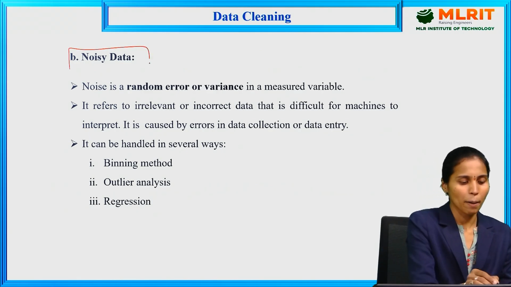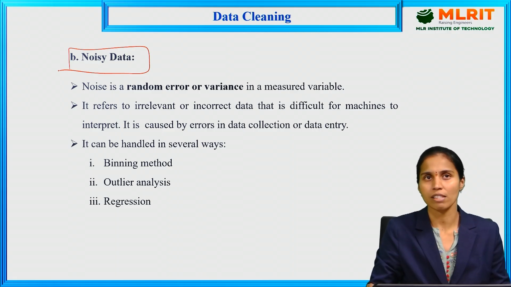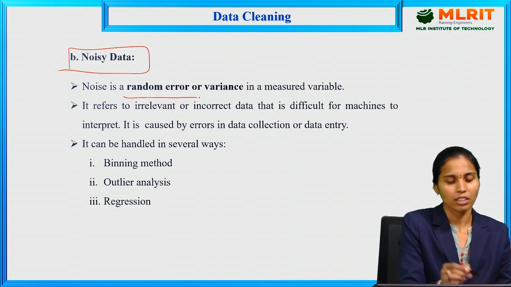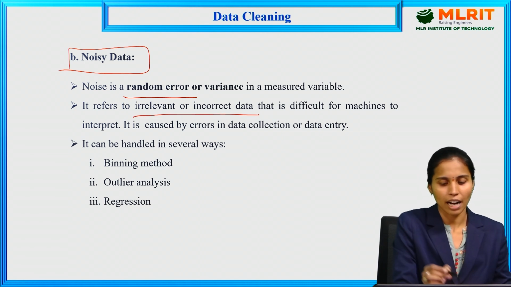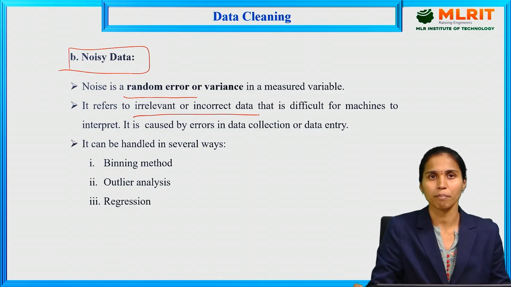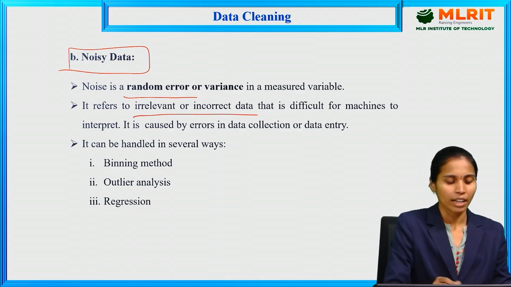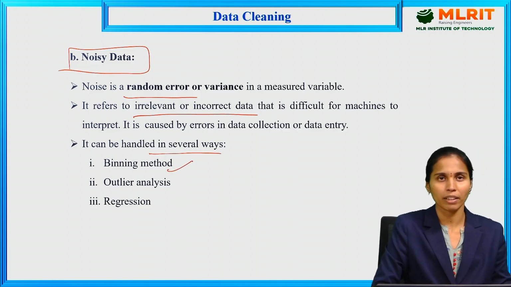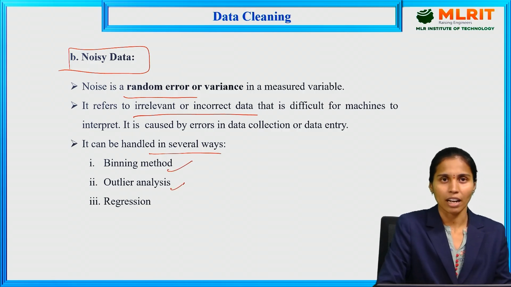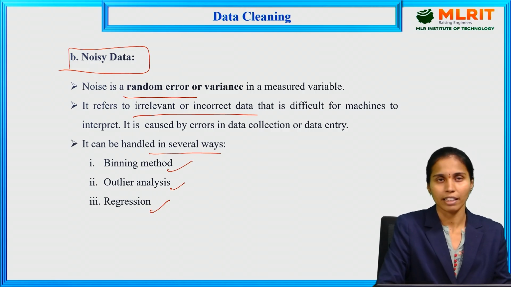So the second approach is how to handle noisy data. What does noisy mean? It means random error or variance in a measured variable. It refers to irrelevant or incorrect data that is difficult for machines to interpret. It is caused by errors in data collection or data entry. It can be handled in several ways. The first method is binning, the second method is outlier analysis, and the third method is regression.